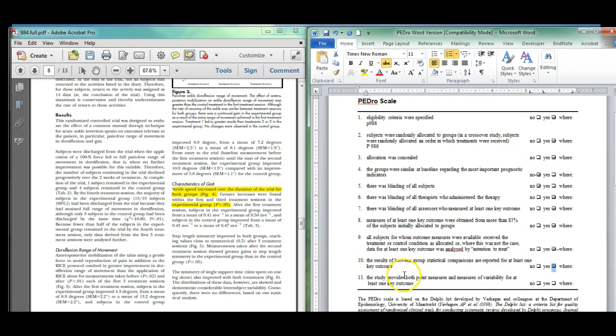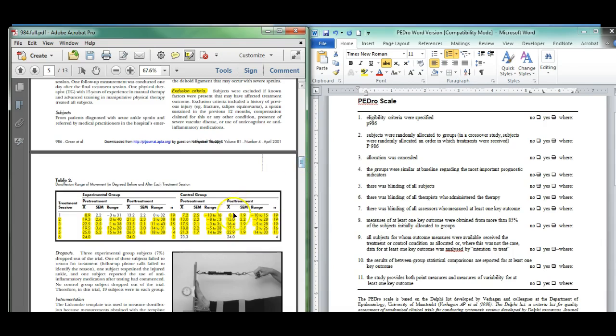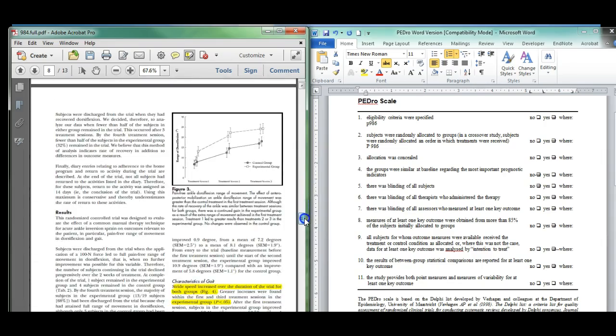And then last but not least, this study provides both point measures and measures of variability. So they're giving you a mean, and they're also giving you a standard deviation. And again, they do that beautifully. In this case, they actually give you the mean, and they give you the standard error of the mean as opposed to the standard deviation, but they're giving you some sort of measure of variability.